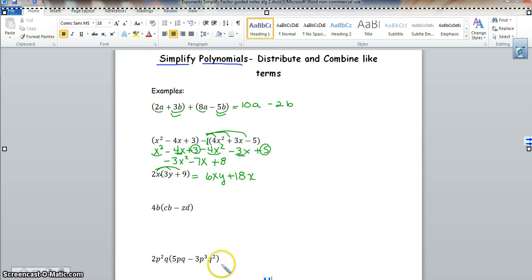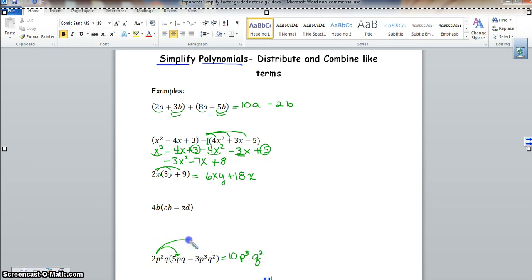All right, let's take a look. We're going to skip this one. Let's go down to this one here. We're going to distribute. And yes, that all gets distributed together. So 2 times 5 is 10. P squared times P is P cubed, because when we multiply, we add our exponents that we just saw on the previous screen. Q times Q is Q squared.